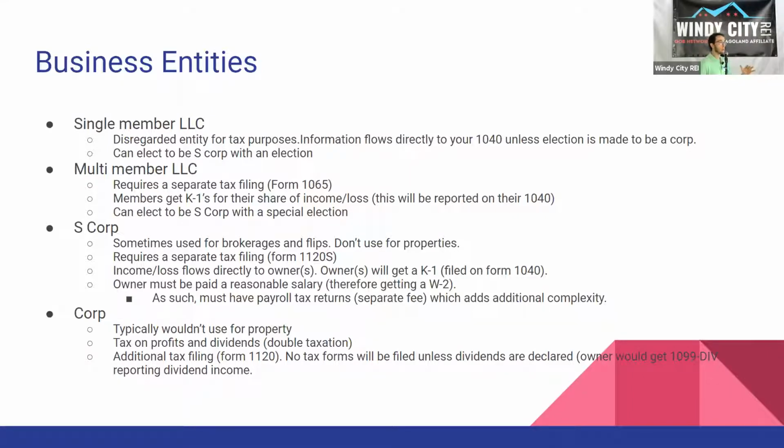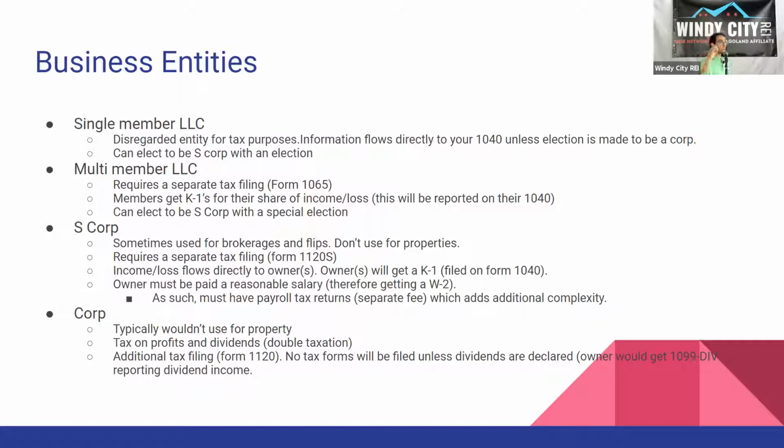Then with the multi-member LLC, and this is what's nice about the LLC, it's pretty flexible. You can elect to be an S corp. Same thing with the single member LLC, with a special election. And with the S corp, a good amount of the time it's used for brokerages or flips or something like that. Generally not used for properties. This also requires a separate tax filing. It's the form 1120S, S for S corporation. The income is the same deal as the multi-member LLC, where it flows directly to the owner. The owner will get a K1, which is their share of income or loss, and they'll file that on the 1040.